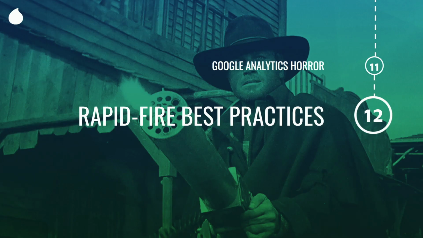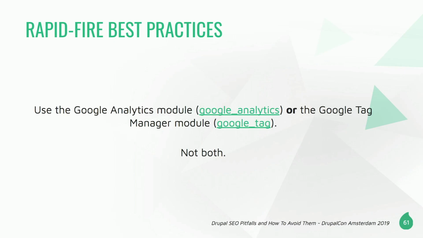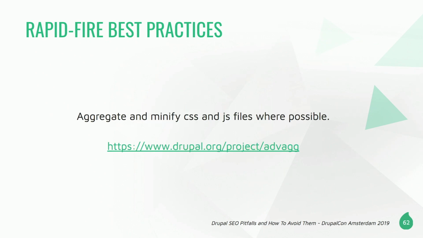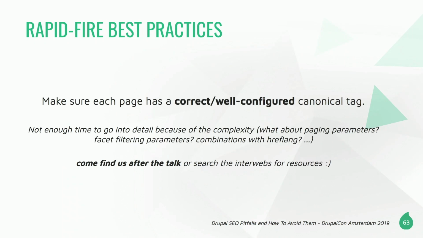So those were about 11 points of specific Google Analytics or SEO cases. We're going to end with some rapid-fire best practices. We won't delve into detail, but these are just some best practices to always keep in mind. Use the Google Analytics module or the Google Tag Manager module, not both, one of the two. Aggregate and minify CSS and JavaScript files where possible. Make sure each page has a well-configured canonical tag.